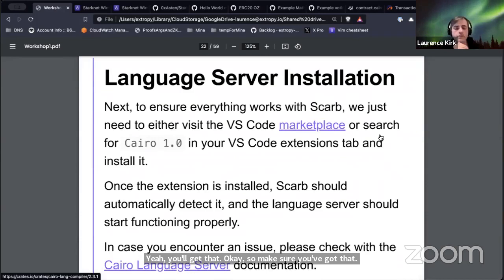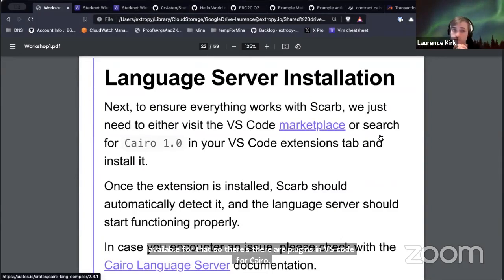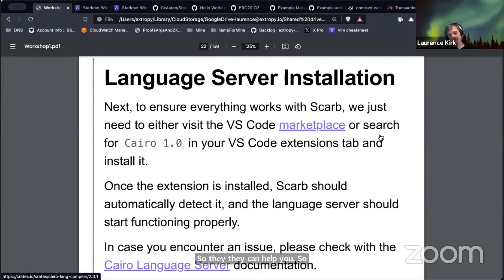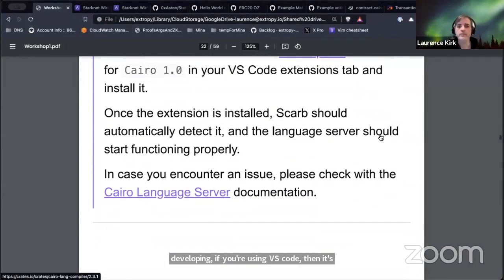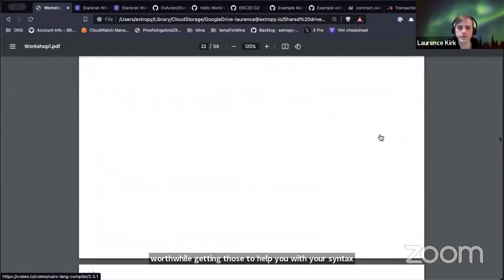If you're using an IDE, then it may well be worth looking at some of the plugins that are available for that. There are plugins in VS Code for Cairo, so they can help you. If you're using VS Code, then it's worthwhile getting those to help you with your syntax highlighting, etc. There are some links there if you want to try those out.